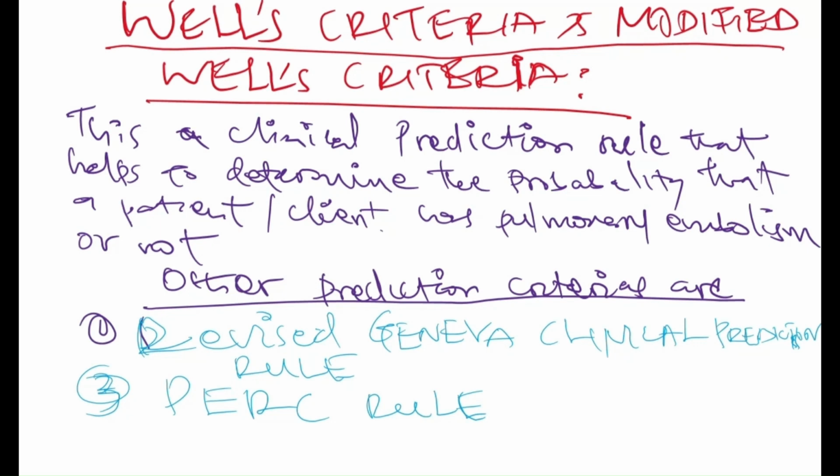Today, let's look at the Wells criteria. Wells criteria is a clinical prediction rule that helps to determine the probability that a patient or a client has pulmonary embolism or not.